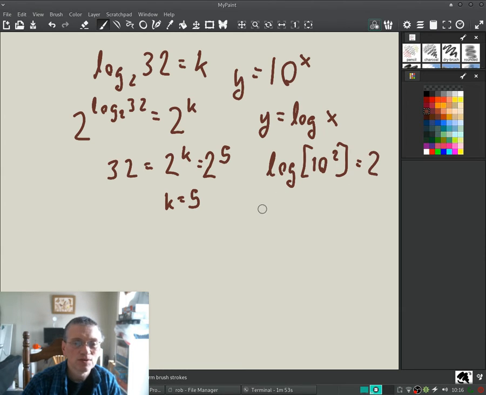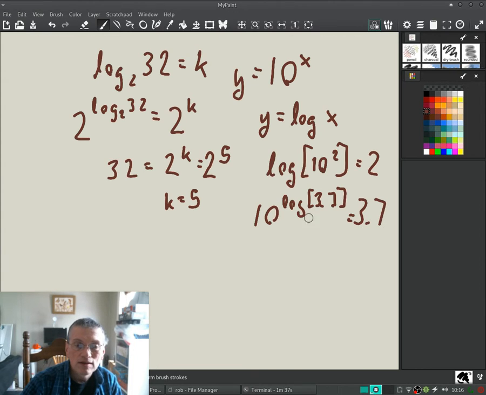ends up being 2. Similarly, if you have 10 to the log base 10 of 3.7, believe me, that's 7. These are inverse functions, that ends up just being 3.7. So, inverse functions undo them. If you had an equation which had log in it, you could raise both sides to the 10 power to get rid of the log.